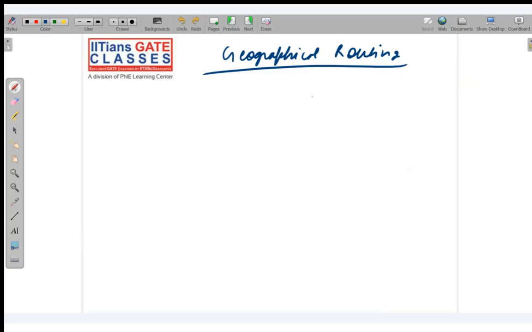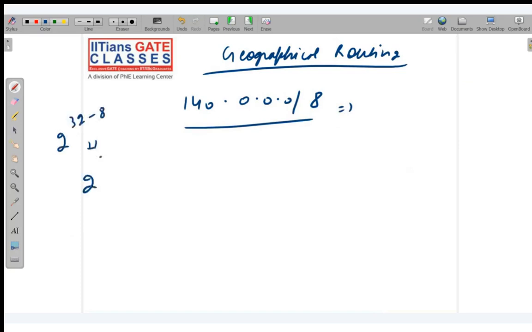Okay, so what we will do, for example, we take say 140.0.0.0/8. Just for the sake of example, I really don't know what is happening and what is not. I'm just telling you just for the sake of example. So I have taken a large chunk of IP address or large block of this IP address. How many IP addresses are there? 2 power 32 minus 8. That is 2 power 24. That means 16 million. So these I will give to US.